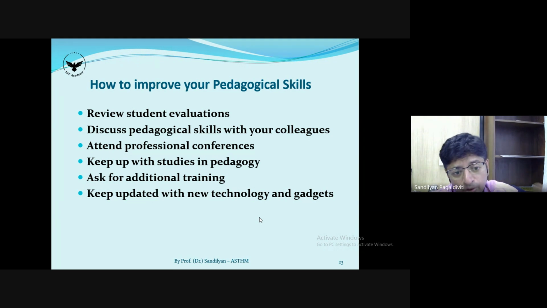On the private side, you can look up different studies on teaching learning pedagogy. You can ask for additional training and keep updated with new technology and gadgets. Next.